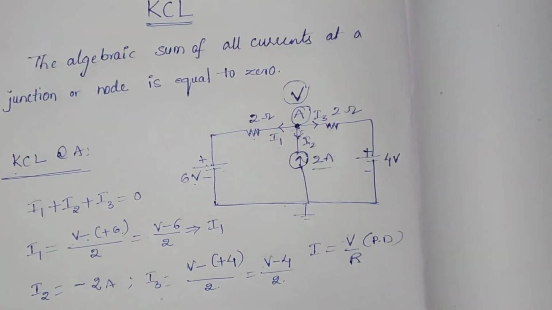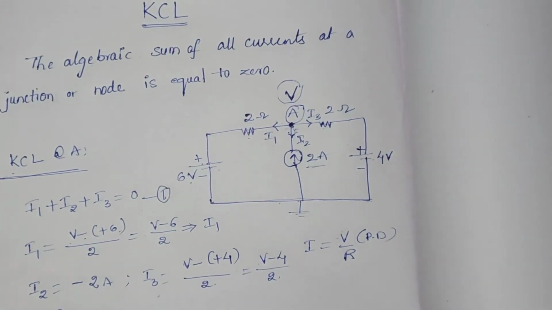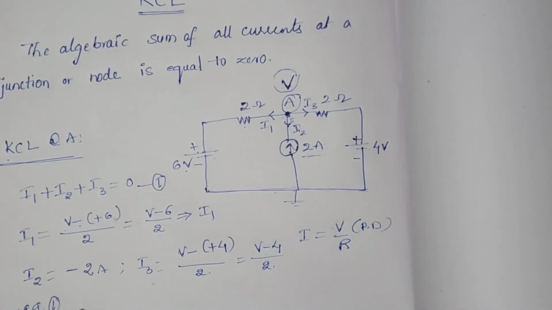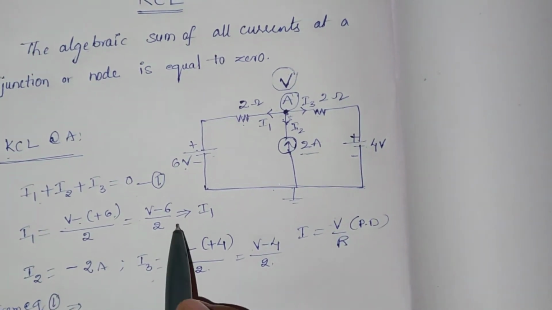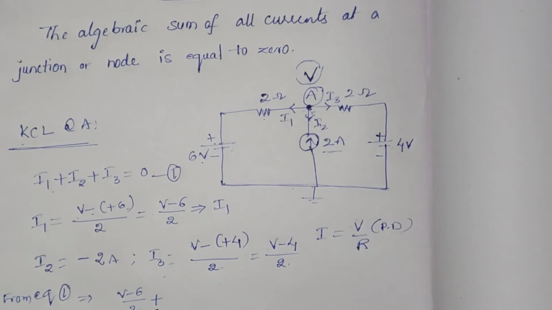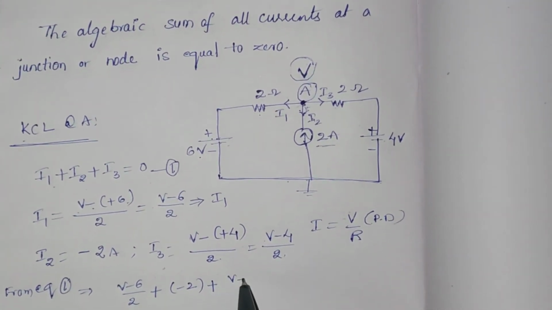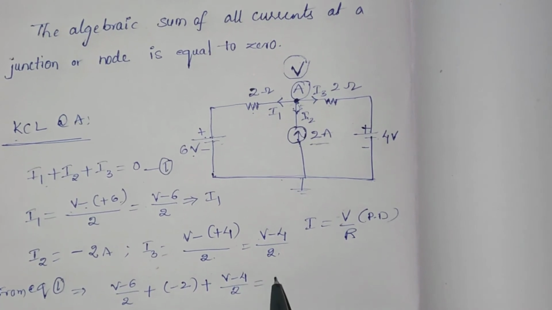Let us apply this in equation 1. Let us consider it is equation 1. So from equation 1, what can we write? I1 plus I2 plus I3: I1 is V minus 6 by 2, plus I2, which is minus 2 amperes, plus I3, which is V minus 4 by 2, equal to 0.